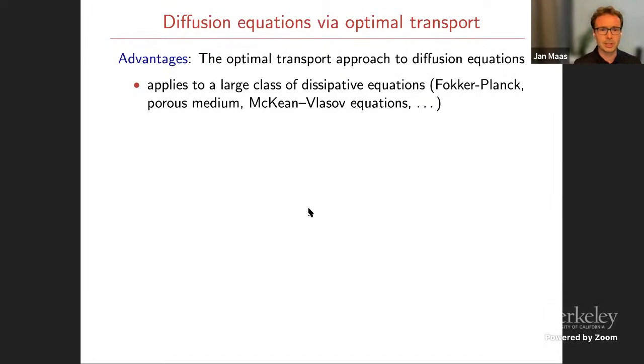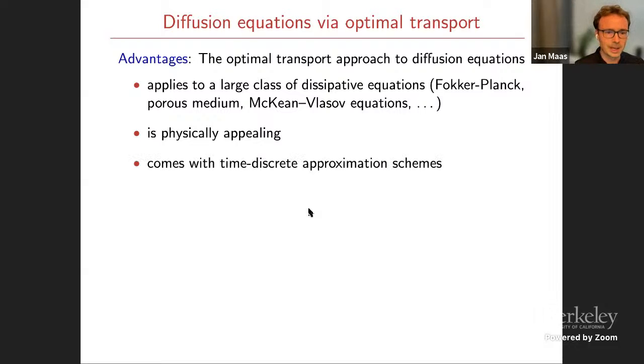Well, you might ask the question, why would you do this? Because, of course, the diffusion equation is one of the simplest PDEs. It's a linear equation, so why would you write it as a complicated evolution equation in this nonlinear fashion? Well, there are actually good reasons for that. One of them is that it does not only apply to the diffusion equation, but it actually works for a very large class of dissipative equations, like Fokker-Planck, porous medium, McKean-Vlasov equations. It's physically appealing. It also connects to probability, to large deviations.